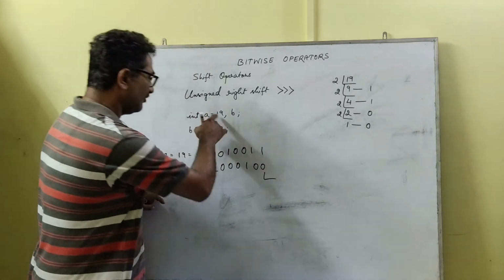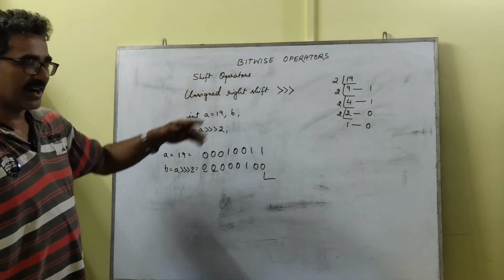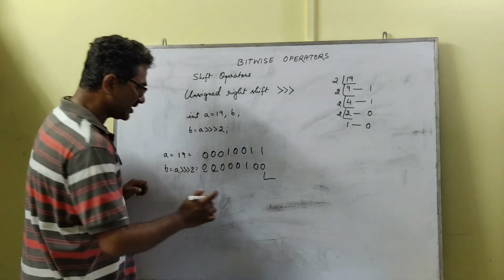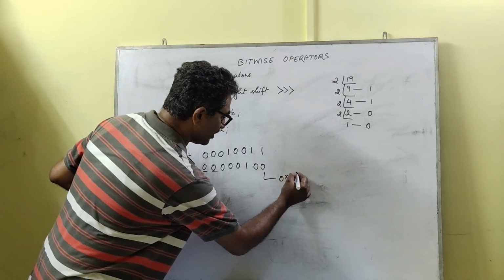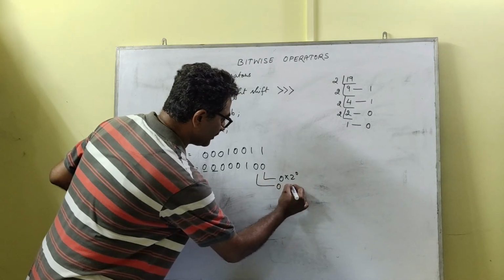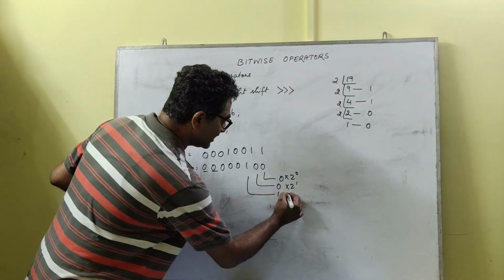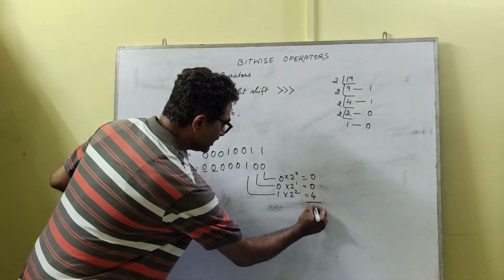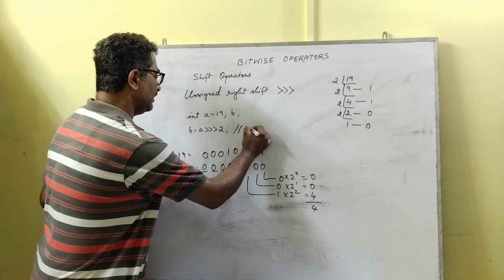So, with positive numbers, the unsigned right shift behaves the same way as signed right shift, that is simply right shift. So here we have 0 into 2 to the power 0, here we have 0 into 2 to the power 1, here we have 1 into 2 to the power 2, that is 0, 0 and 4. So the value of B will be 4.